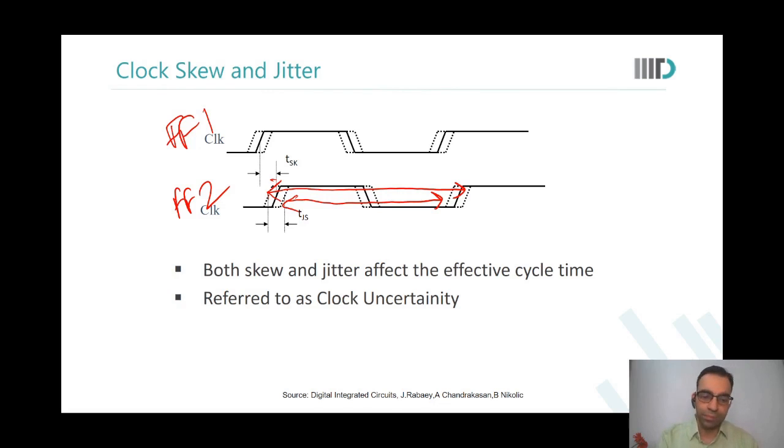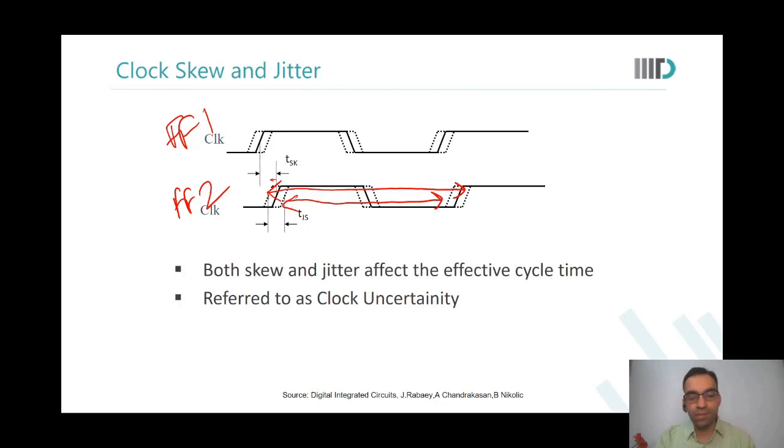Sir, in case I want to model this clock uncertainty, it is increasing my setup and hold time for the worst cases. Yes. That is why I'm talking about it right away. Now we'll go into timing analysis.